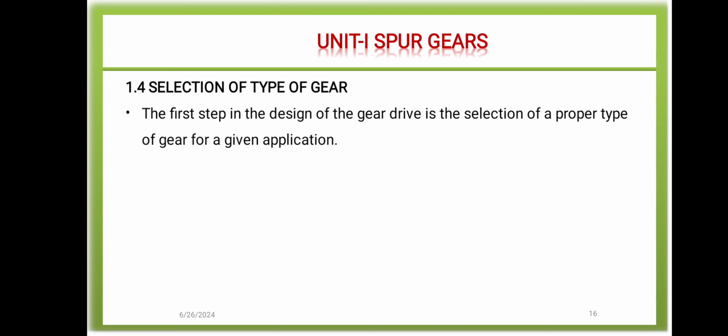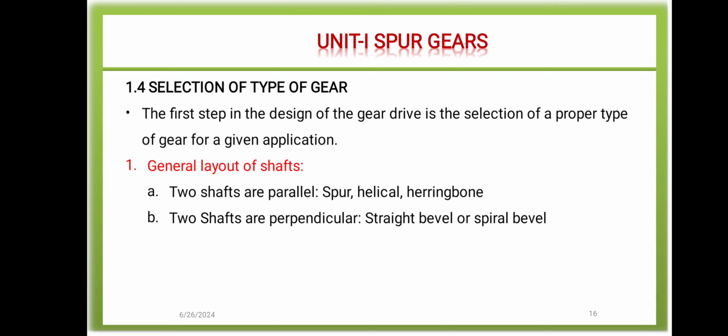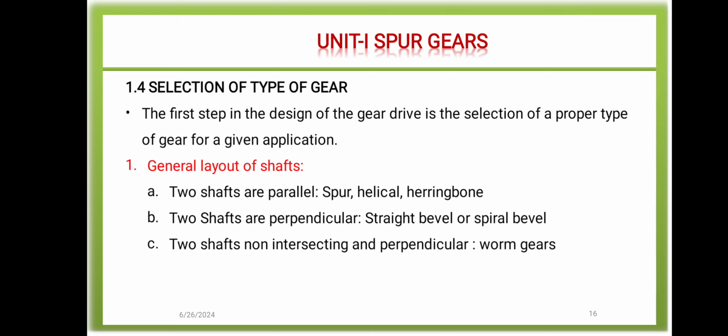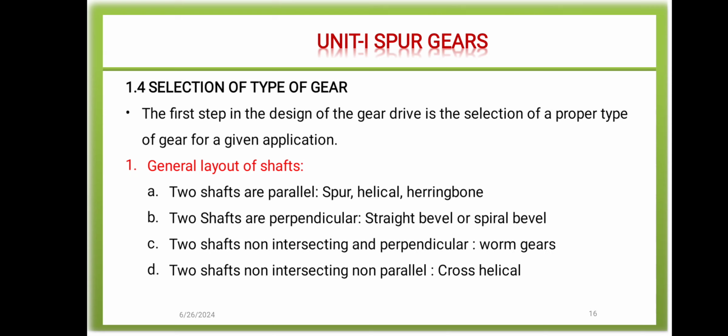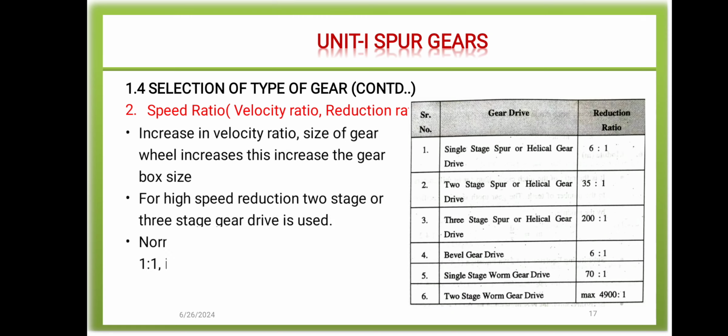The next topic is selection of type of gear. The first step in the design of a gear drive is the selection of the proper type of gear for a given application. For this purpose we need the general layout of the shaft. Based on this, as we discussed, it depends on the orientation of the shaft, whether it is parallel or perpendicular. Then the second is the speed ratio: medium, low and high.